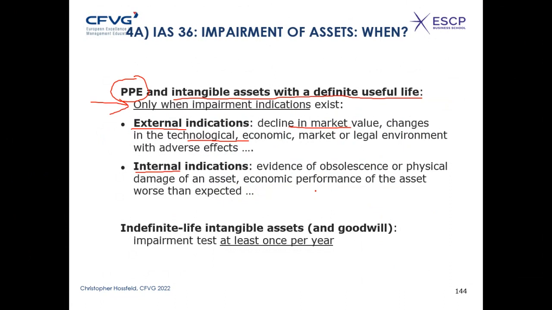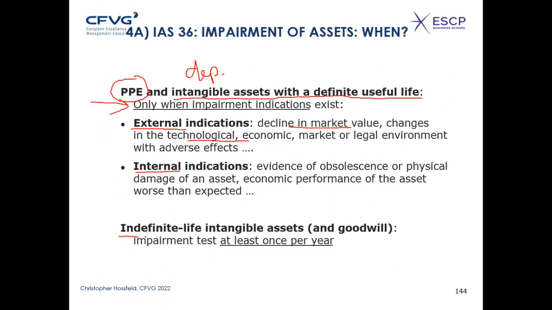So for property, plant, and equipment and intangible assets with a definite useful life, I do an impairment test only when there is an impairment indication. Why? Because most of these assets are already depreciated. That means every year I already reduce the book value. It's getting lower and lower year after year. So if in addition to depreciation there's another loss, it's only the case when there's really bad news. And really bad news is measured with those indications, external or internal.